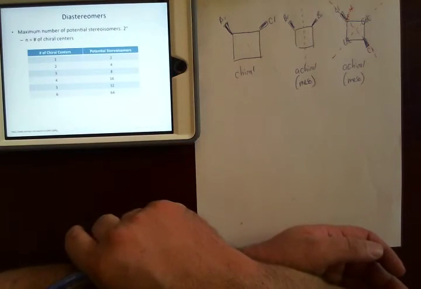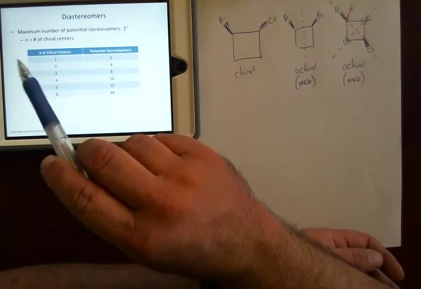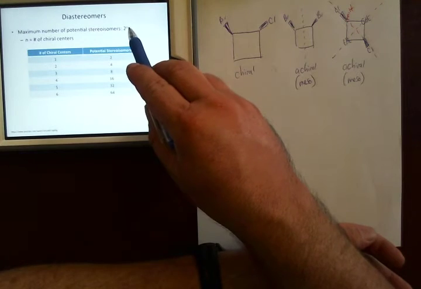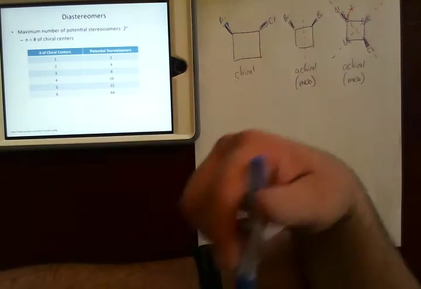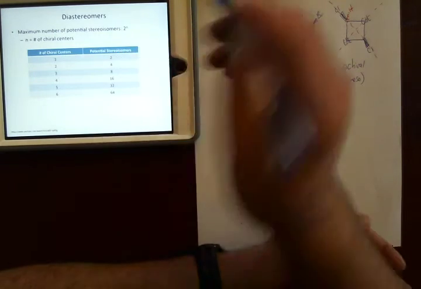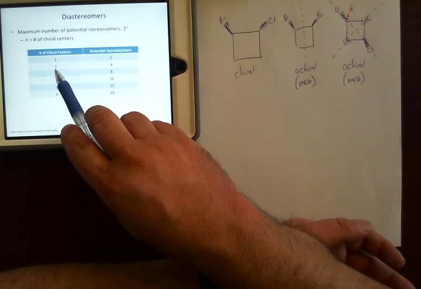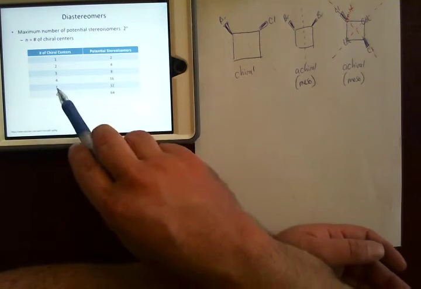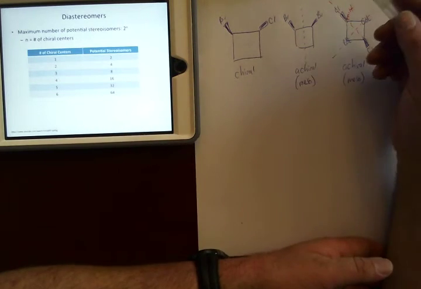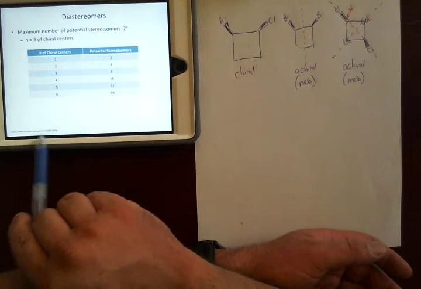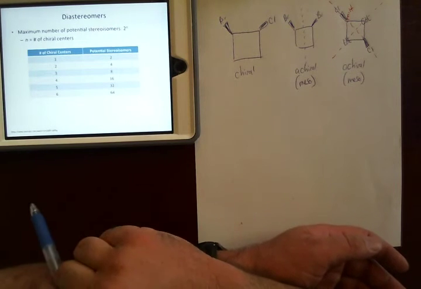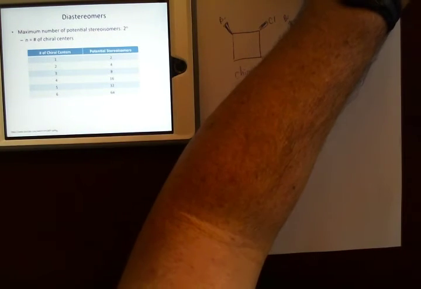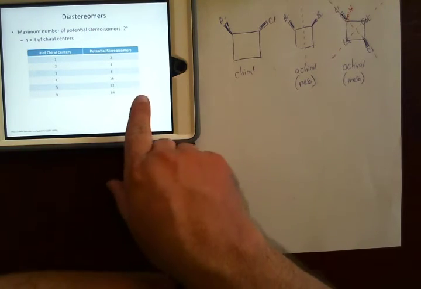So, okay, the maximum number of potential stereoisomers you can get between enantiomers and diastereomers is 2 to the power of n, where n is the number of chiral centers you have. So if you have one chiral center, you have the two, the pair of enantiomers. If you have two, four. If you have three chiral centers, it's 8, then 16, 32, 64, and so on and so forth. And I've got a YouTube video down here if you have the slides. If not, go on YouTube and take a look at what's called the legend of the chessboard. And so there you go.